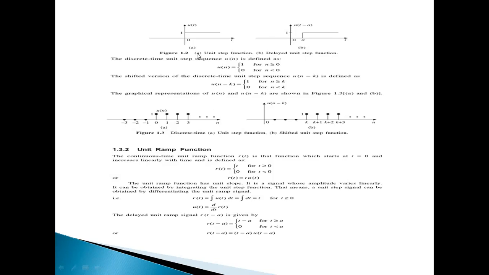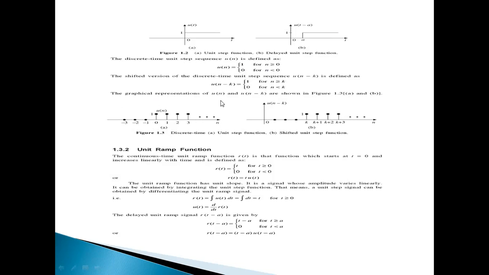The same way, the discrete unit step sequence, mu of n is equal to 1 for n greater than or equal to 0, and mu of n is equal to 0 for n less than 0. And the shifted version of the discrete unit step function, or the step sequence, mu of n minus k is equal to 1 for n greater than or equal to k, and 0 for n less than k.